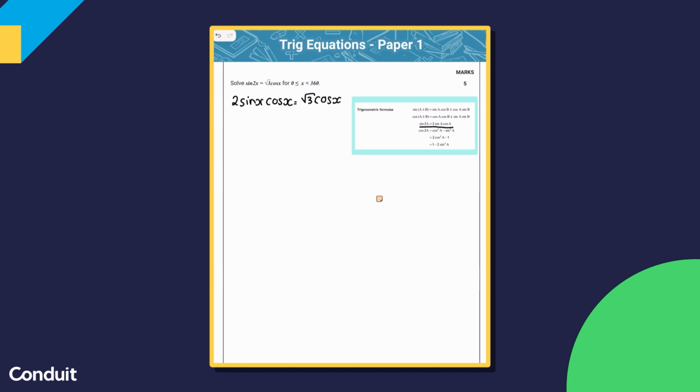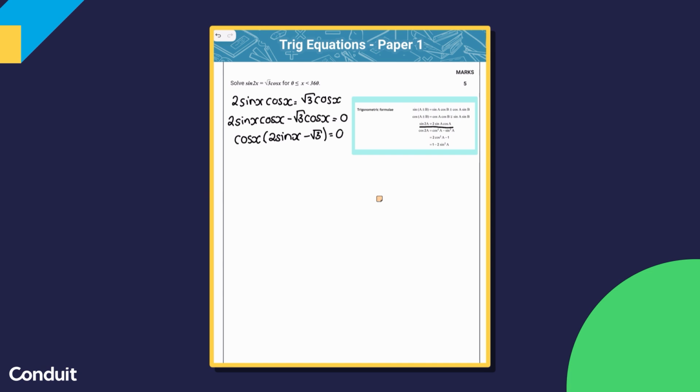Now I'm going to rearrange this equation so that everything's on the one side. 2 sine x cos x, and I'm going to take away root 3 cos x from both sides, meaning that it's now equal to 0. Now I'm ready to factorise. Looking at what I have, both terms share a common factor of cos x. Taking out this cos x, I'm then left with 2 sine x minus root 3 equals 0.